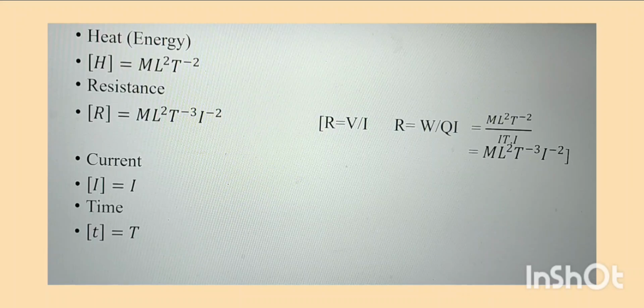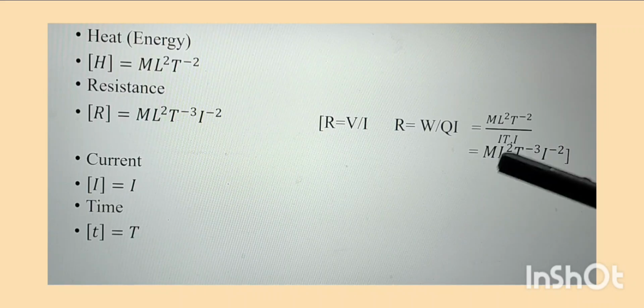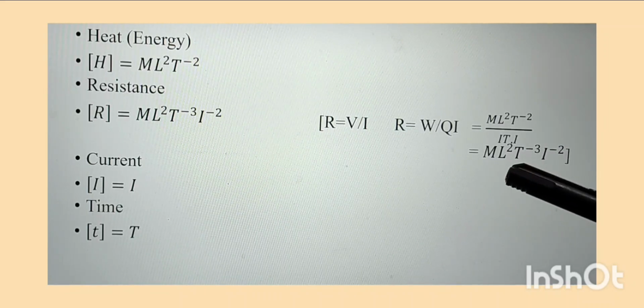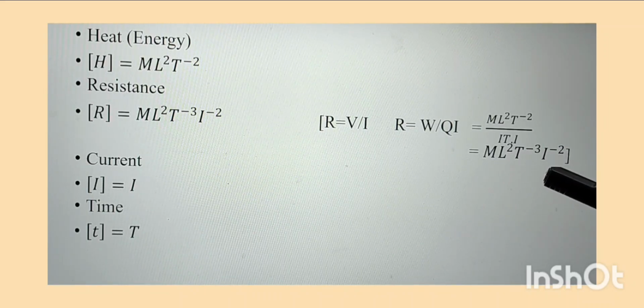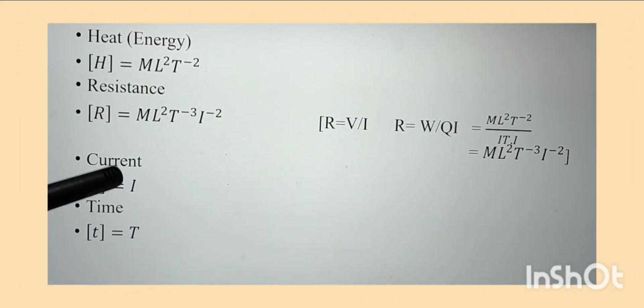Now, resistance R equals ML squared T to the power minus 3 I to the power minus 2. Why? If you have forgotten this, then I want to remind you R equals V by I, voltage by current, and V equals work by charge, and obviously I will be there. So, by substituting all the dimensions, you get ML squared T to the power minus 3 I to the power minus 2. Now, the dimension of current, this is I, and dimension of time, this is capital T.